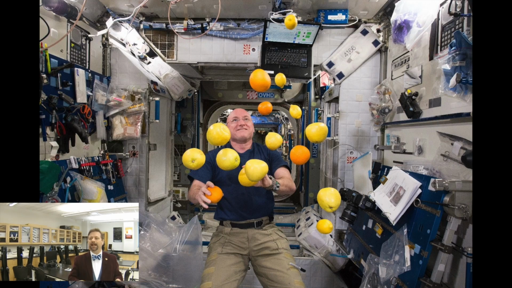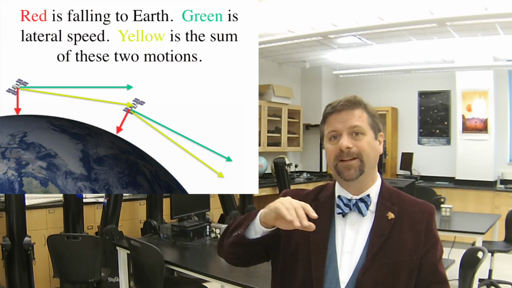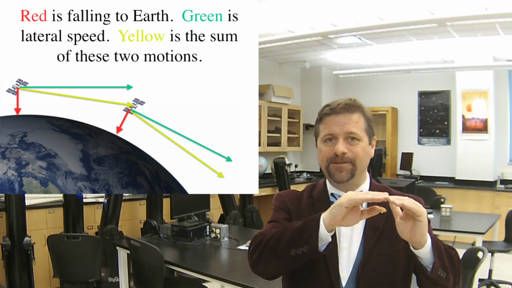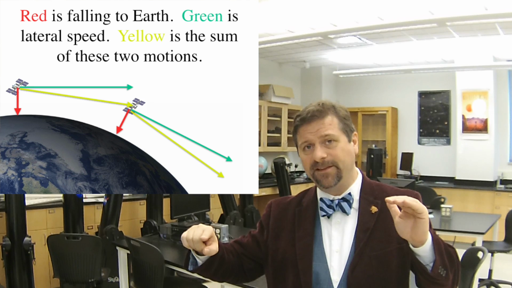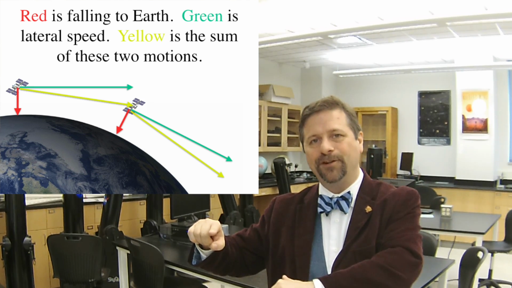Well, how do we mean? Look at any image from the International Space Station. What are they doing? They're orbiting the Earth. They're falling towards the Earth, but their lateral motion keeps them from hitting the ground. As the International Space Station falls towards the ground, it's moving to the left fast enough that the Earth has curved away out from underneath it.